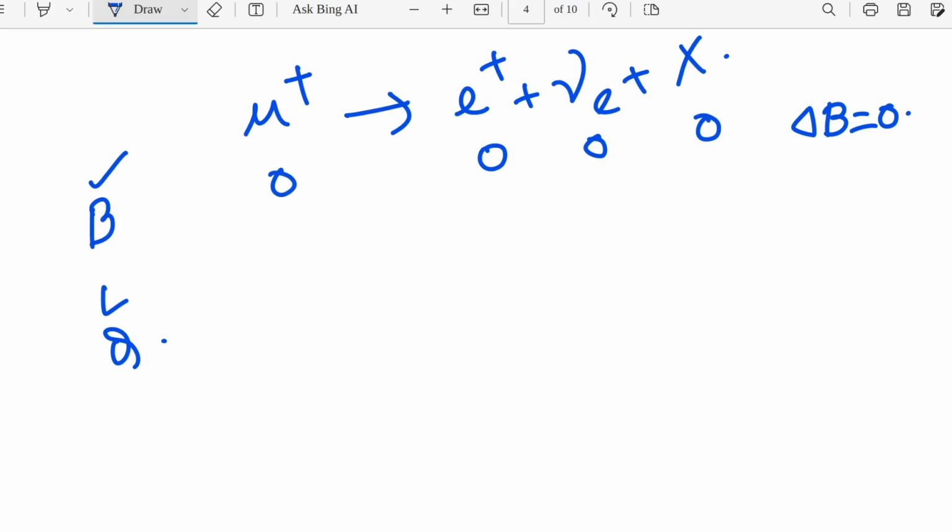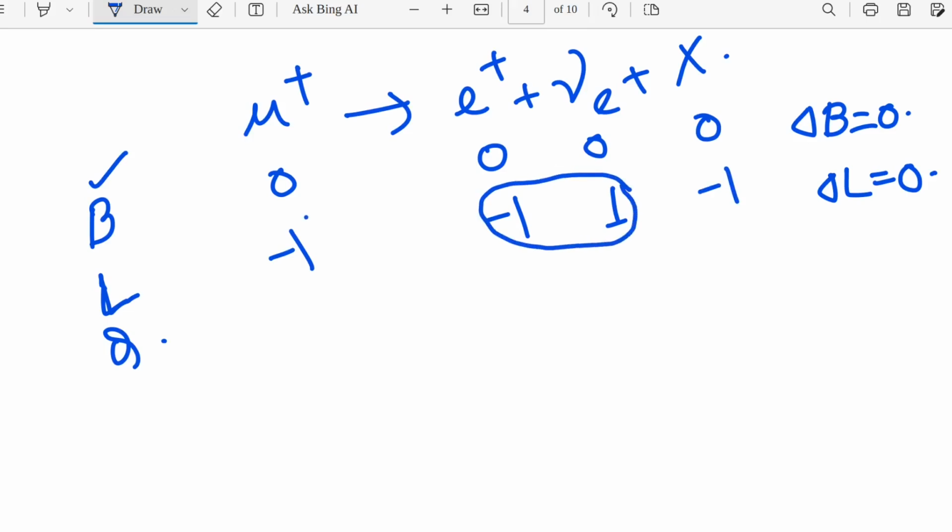Now coming to lepton number, this is nothing but Le, L mu and L tau, any type of lepton. For mu plus the lepton number is -1, because mu minus is a lepton and mu plus is an antilepton. Similarly, for e plus the lepton number is -1, and nu e is a lepton, so it has lepton number +1. To have conservation of lepton number, we can have the x value as -1, because -1 and +1 give 0, and on the left hand side the lepton number is -1.